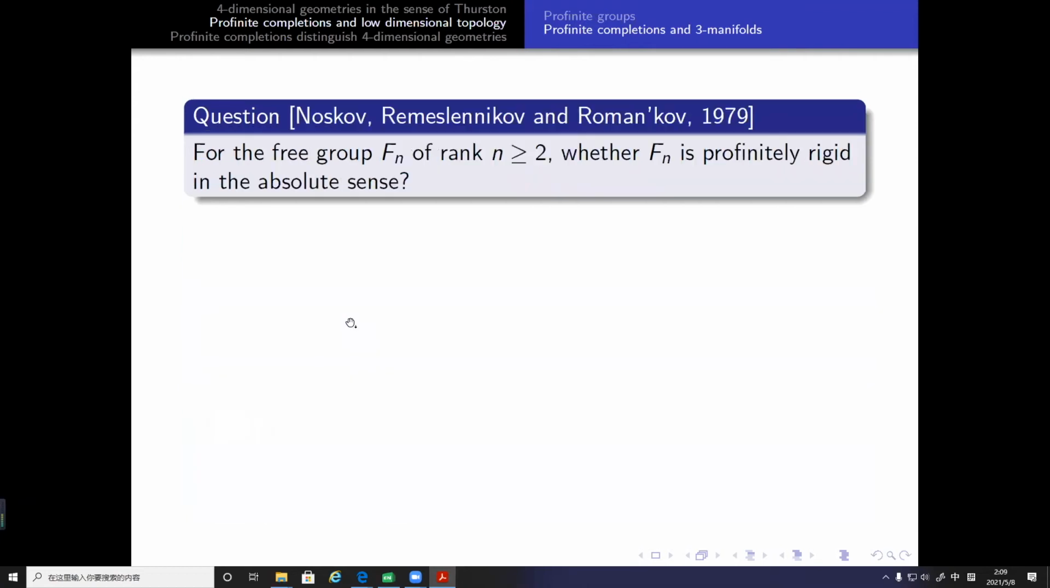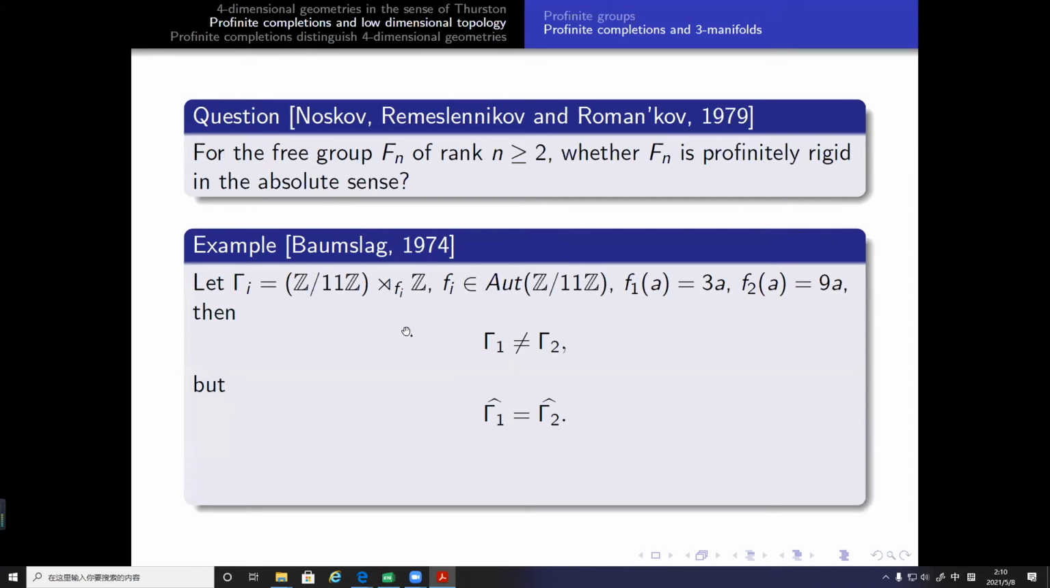For example, for free groups we don't know whether a free group is profinitely rigid in the set of all finitely generated residually finite groups. And some other examples: by Baumslag, Gamma 1 and Gamma 2, which are semidirect products of groups of a very simple form, are not isomorphic, but they have the same profinite completion. In other words, polycyclic groups are not profinitely rigid, even in the set of polycyclic groups.